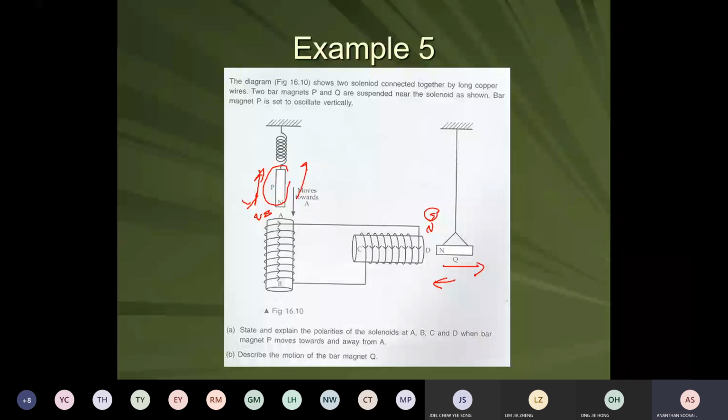The magnet is, of course, going to oscillate with the same frequency as the original magnet. If this frequency is 50 Hertz, this magnet is also going to oscillate at 50 Hertz. So there will be an oscillation with the same frequency as the original magnet.